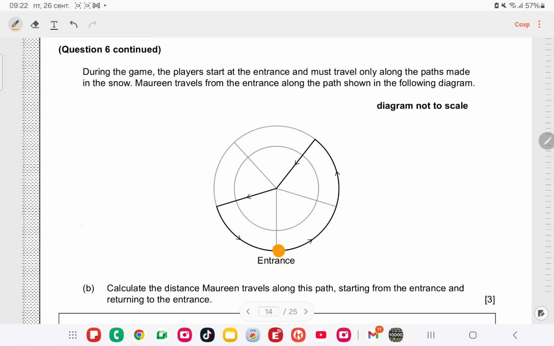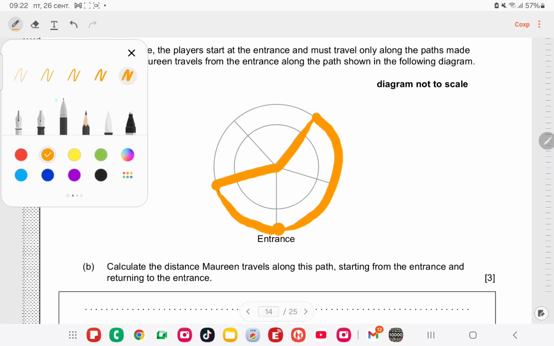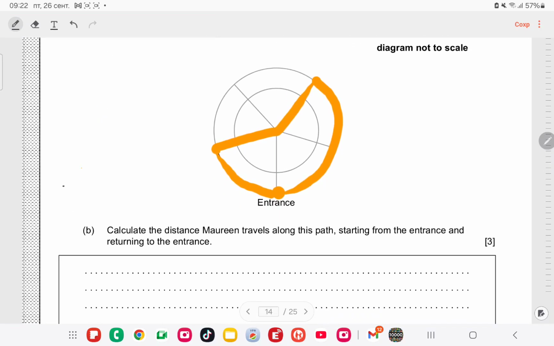So this is the entrance, and she goes to the right side first. So it's actually an arc, right? This is an arc. Then this is a radius, 1 radius, 2 radius, and another arc. Okay, so we have to find the length of this orange curve. So we can split these calculations into 2 parts. The first part is our arc.